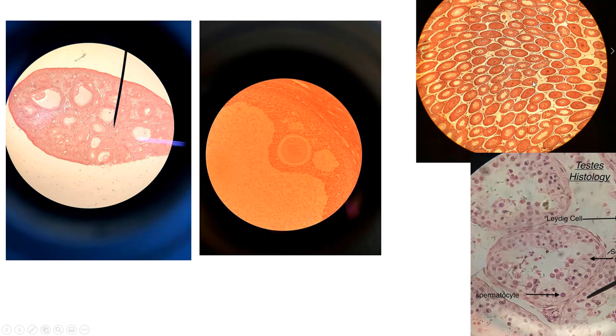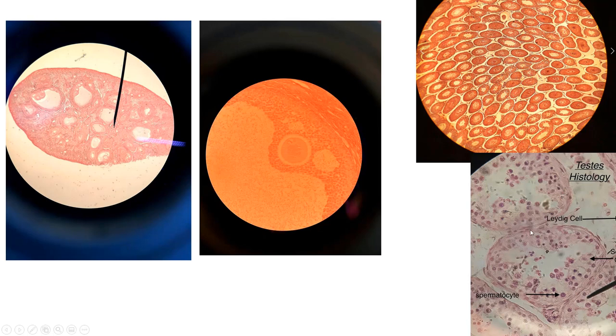And this is a slide of the testes. So in the testes, you get all these little circles. These are actually little tubes called seminiferous tubules. So we will discuss this with the male reproductive system, and this is zooming in on it. These are the seminiferous tubules, and you see the different types of cells.